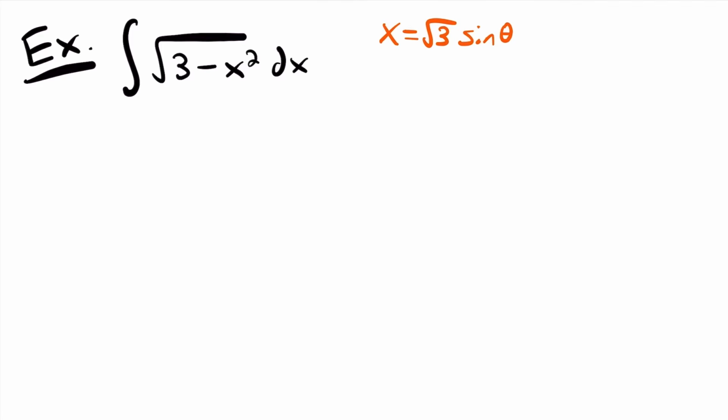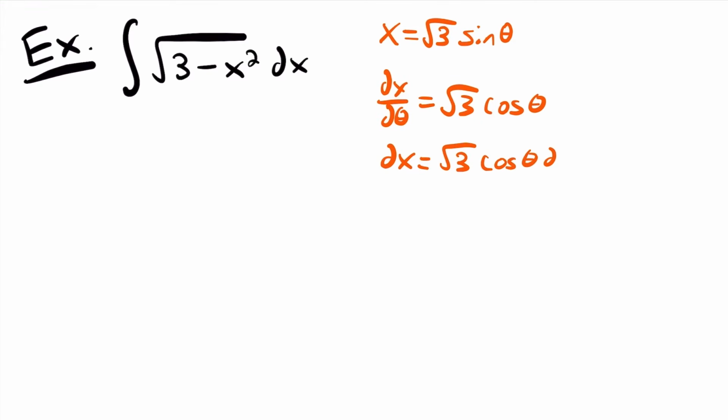But remember, we also want to rewrite dx in terms of theta. And so if we take the derivative of x with respect to theta, we will have that dx d theta is equal to the square root of 3 times the derivative of sine theta, which is cosine theta. And then if we solve for dx by multiplying both sides by d theta, we will have that dx is equal to the square root of 3 times cosine theta d theta.